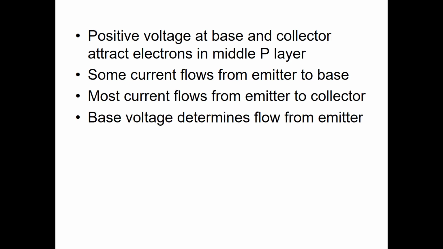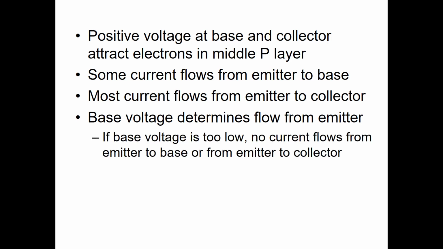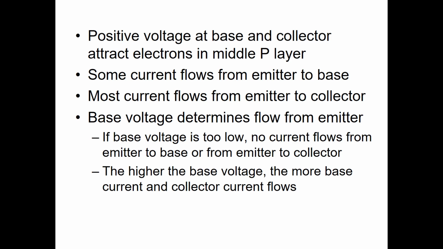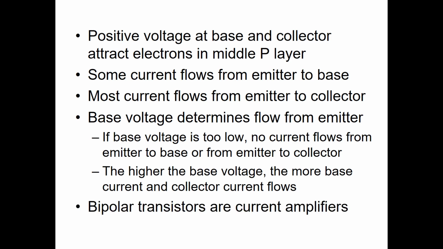And it's the base voltage that will determine if the current flows and how much flows. If the base voltage is too low, there's really no current that's going to flow from the emitter to the base, or from the emitter to the collector. But the higher the base voltage, you'll get some base current and especially more collector current flowing. Bipolar transistors really are current amplifiers.